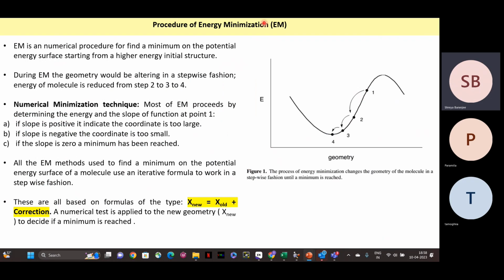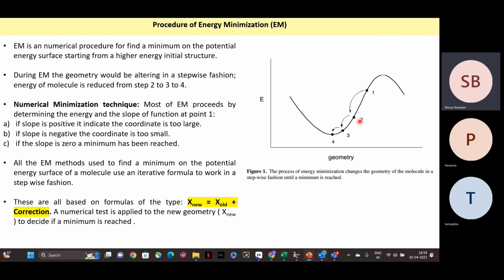So what is the procedure of energy minimization? Energy minimization is a numerical procedure to find the minimum on the potential energy surface, starting from a higher energy initial structure. So during energy minimization, the geometry is altered in a stepwise fashion till it reaches the global minimum. Suppose we are starting from point 1. The energy minimization proceeds by determining the energy and slope of the function at point 1. If the slope is positive, and you can see in point 1 the slope is positive, that means the coordinate is large and we need to go to lower values of the x-axis.